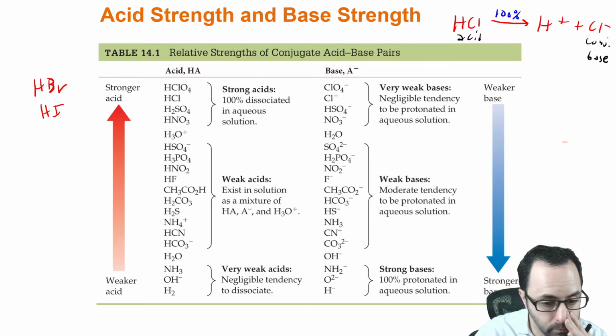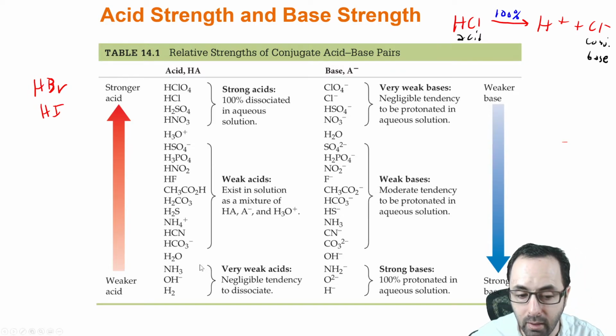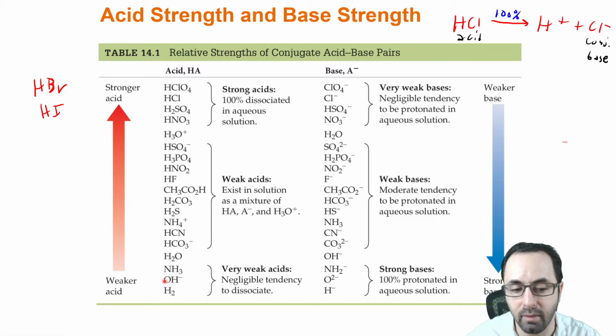There are acids that are even weaker. We don't even consider ammonia an acid. It's a base. Hydroxide is a terrible acid. So the weaker the acid, the stronger the conjugate base. These are extremely strong bases. They are stronger bases than hydroxide, in fact.